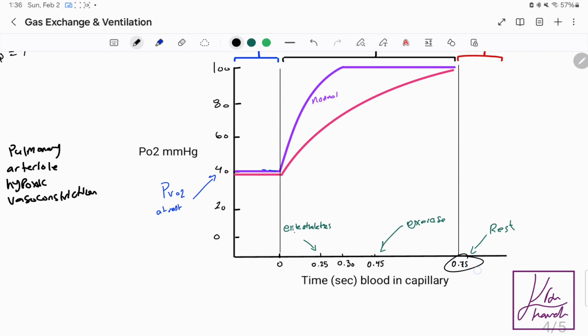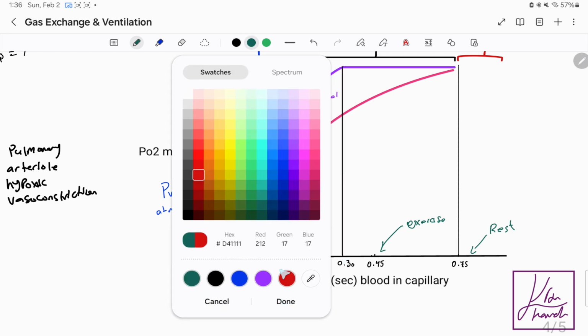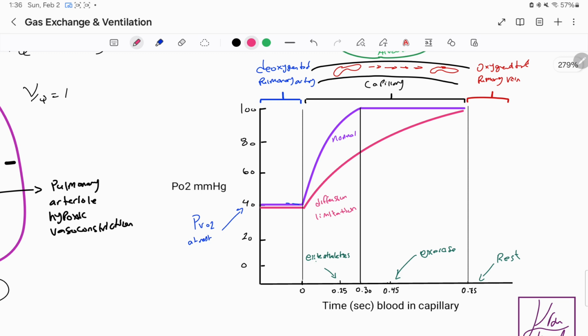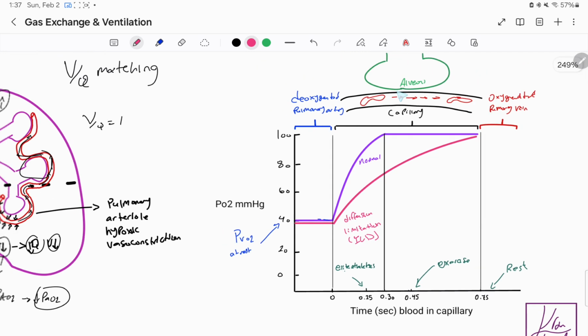When you're at rest, it takes you 0.75 seconds in the capillary, but you oxygenate your blood at 0.3 seconds. Now, instead of looking at this normal guy, let's look at this poor individual who has a diffusion limitation. Didn't we talk about a diffusion limitation earlier in this video? We did. Somebody with interstitial lung disease. So let's say he has interstitial lung disease, which again, is a diffusion limitation. They have a hard time getting that oxygen from the alveoli into the blood and the CO2 out.